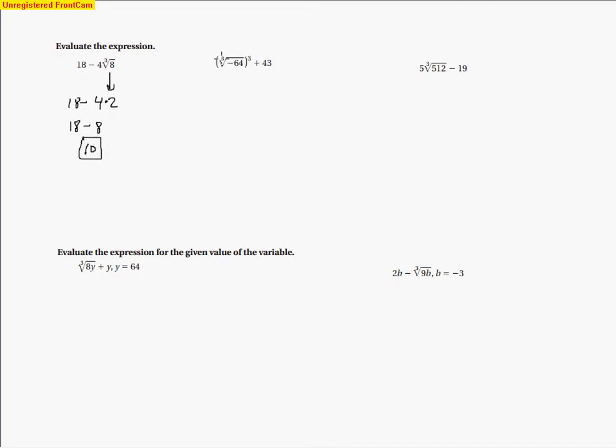Remember, the cubic root cancels out the cube. And so we're just left with negative 64. And then plus 43, since they're opposite in sign, we'll subtract. And we end up with negative 21. So I multiply 5 times the cubic root of 512. Well, we saw earlier the cubic root of 512 was 8. And so when I go ahead and multiply that, I got 40 minus 19, which leaves me with 21 in this case here.